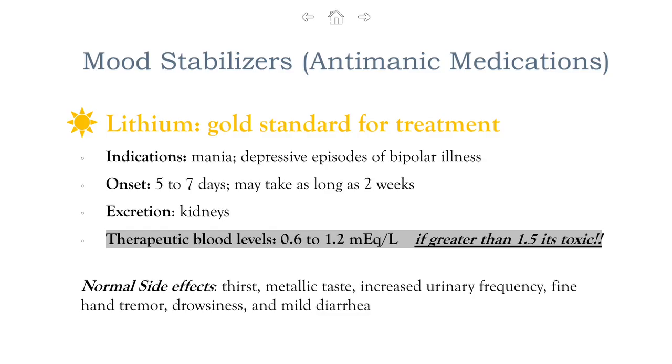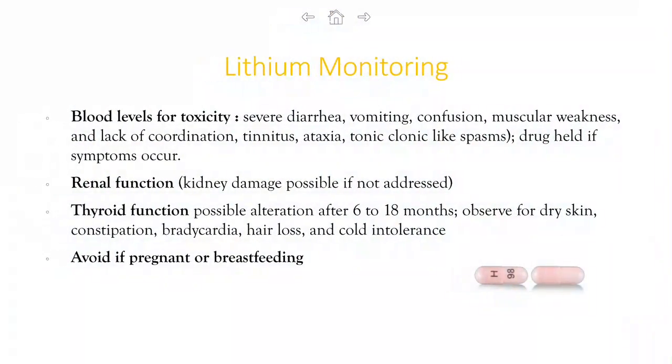It has a therapeutic level of 0.6 to 1.2. If it's greater than 1.5, then it's a toxic level. Normal side effects are thirst, metallic taste, increased urinary frequency, fine hand tremors, drowsiness, and mild diarrhea. So think GI symptoms, a very fine tremor, and a metallic taste in the mouth. Those are normal symptoms for lithium.